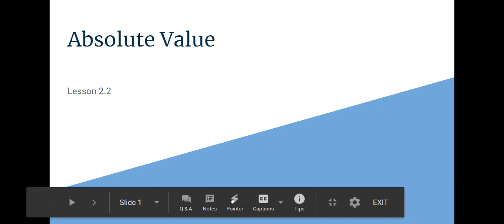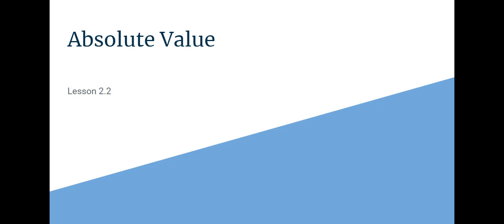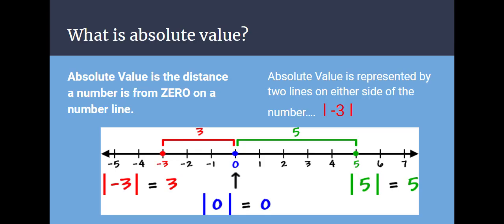All right, so today we are working on lesson 2.2 on absolute value. So hopefully you watched your warm-up videos. But what is absolute value? So absolute value is the distance a number is from 0 on a number line.